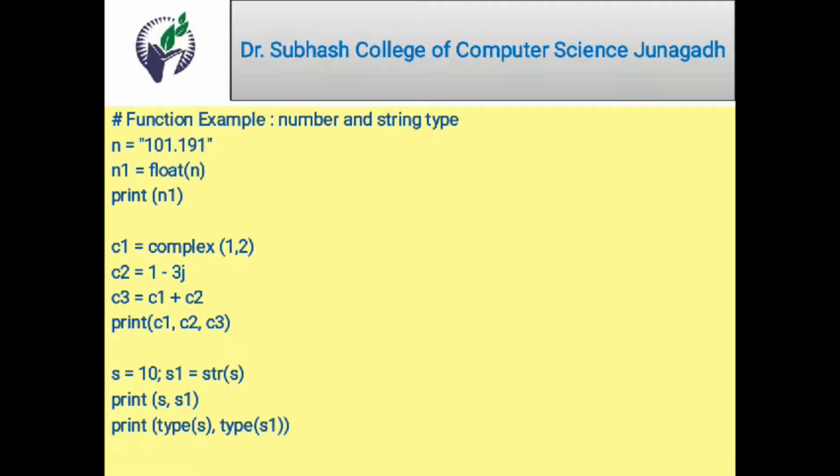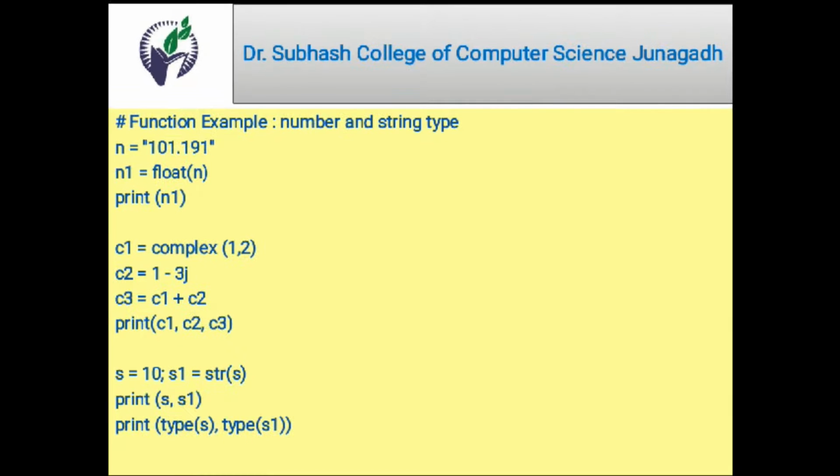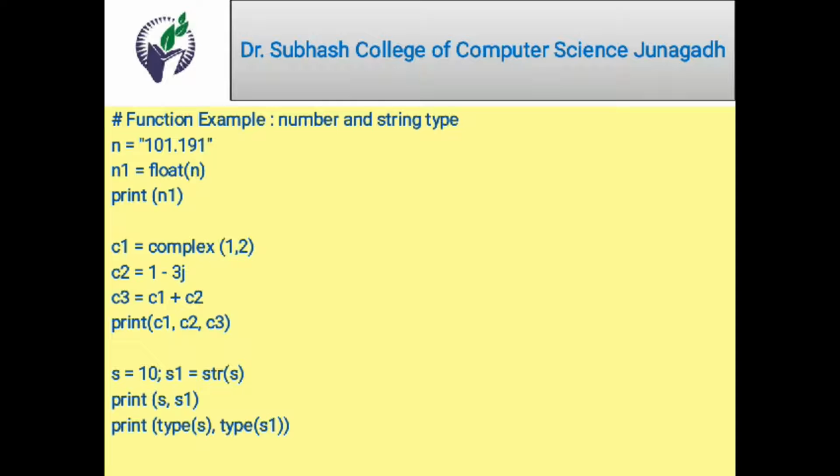Second example, c1 equal to complex(1, 2). It will create a complex number. The first argument, you will see, is the real part of the complex number, and the second, 2, is the imaginary part. Here I am giving a constant to c2, 1 minus 3j. 1 is the real part, and minus 3j is the imaginary part. Here the complex(1, 2) form will create the complex number 1 plus 2j.